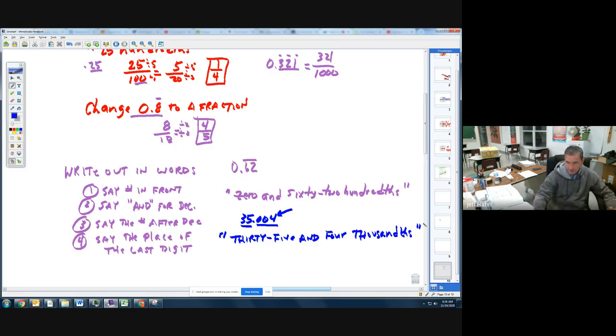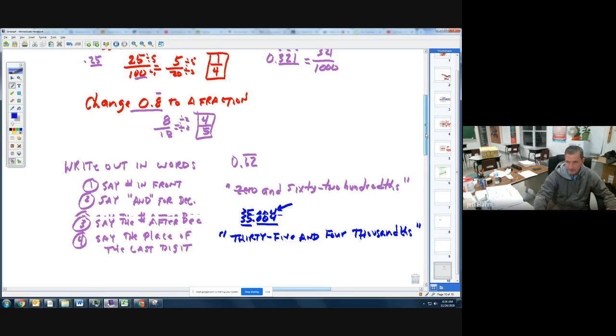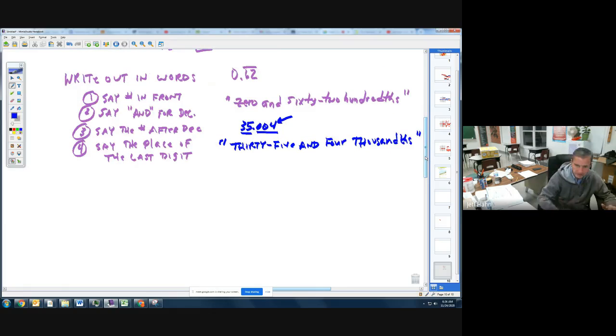And then, of course, probably the harder part is to actually take the words and write the decimal for it. So, for example, let's do one more here. 11 and 12 hundredths. Let's say I've got this. I have written out in words. 11 and 12 hundredths.